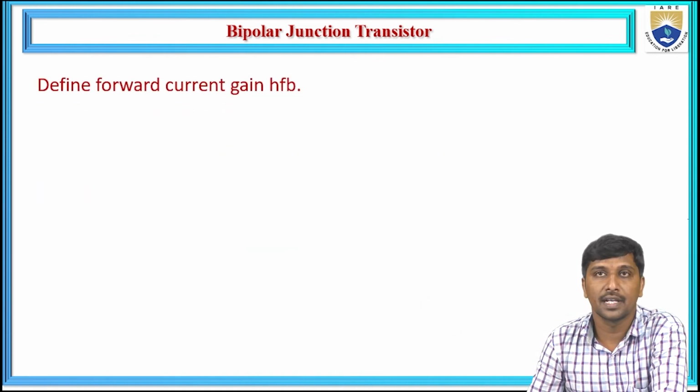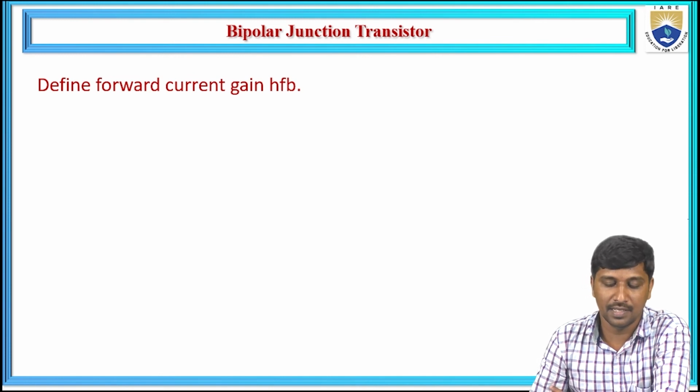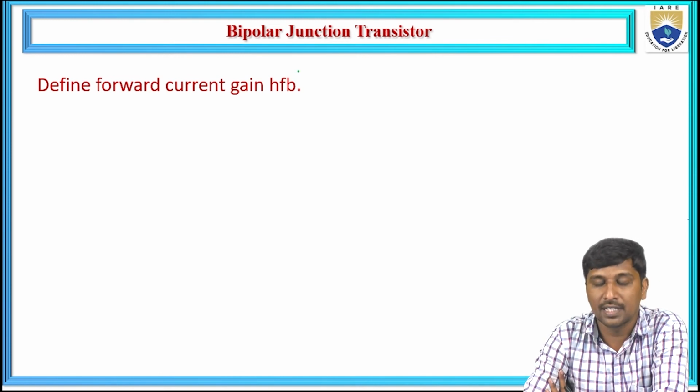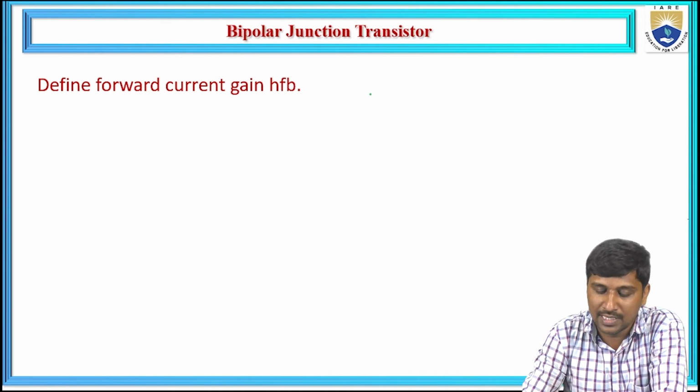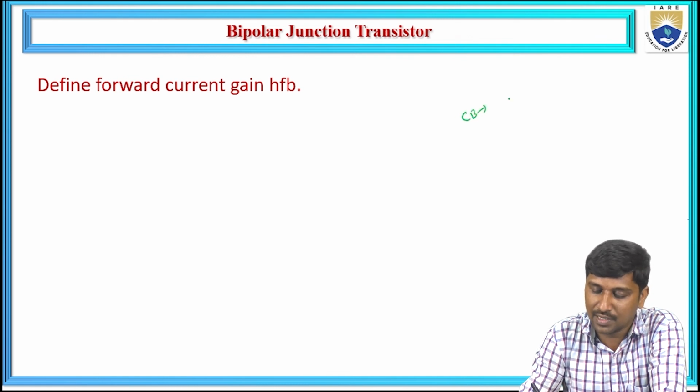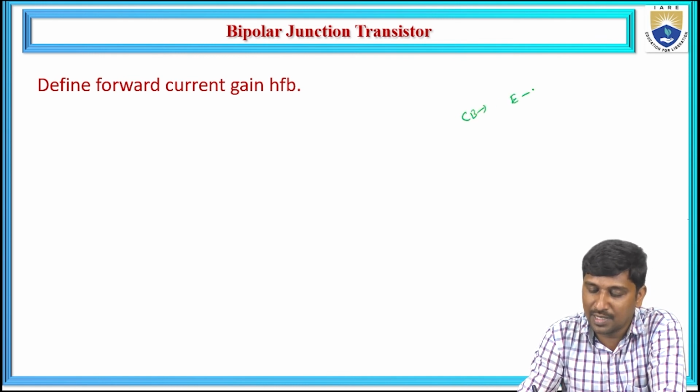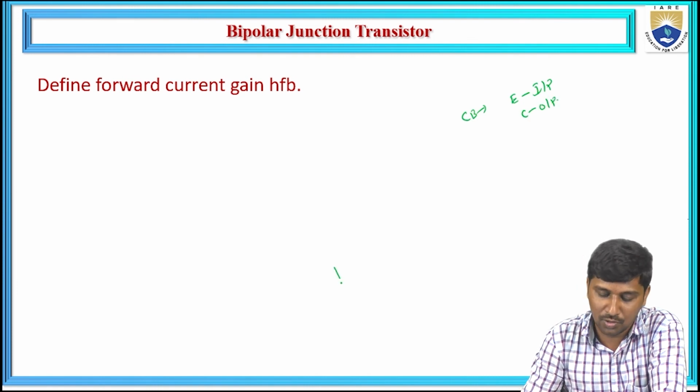Define forward current gain, HFB. Forward current gain is defined as the ratio of output current to the input current. HFB means this is the common base configuration. Common base means the emitter acts as the input and the collector acts as the output. So HFB means forward current gain, the ratio of output current to the input current.